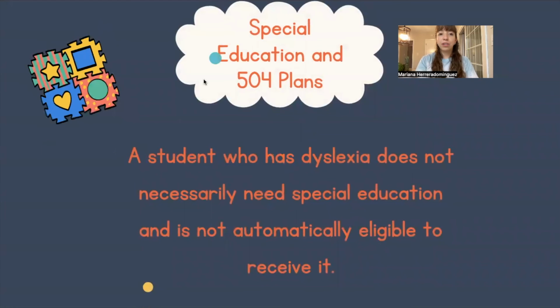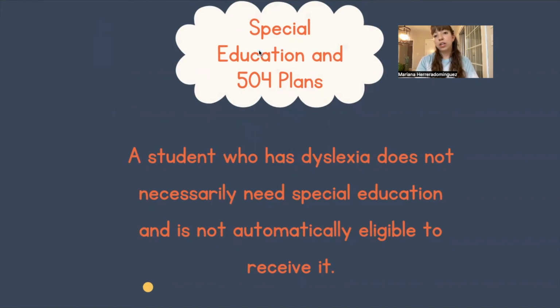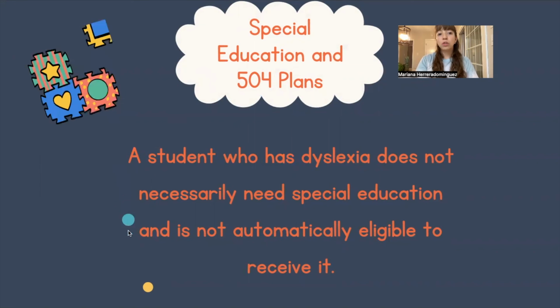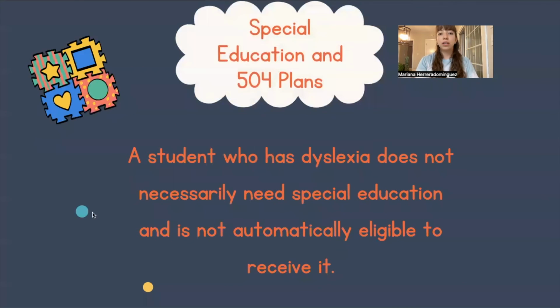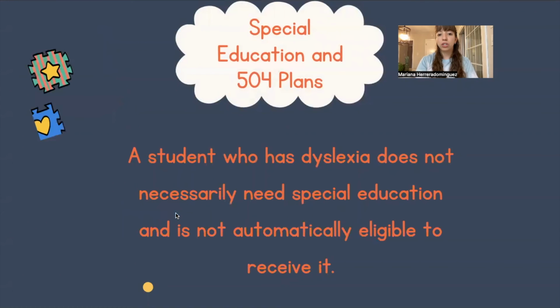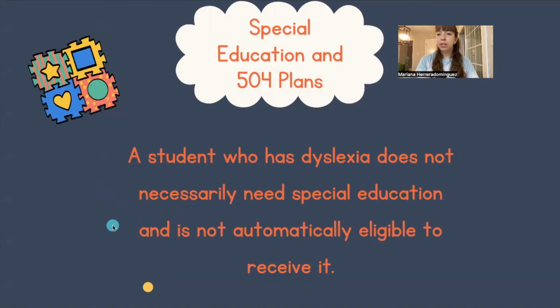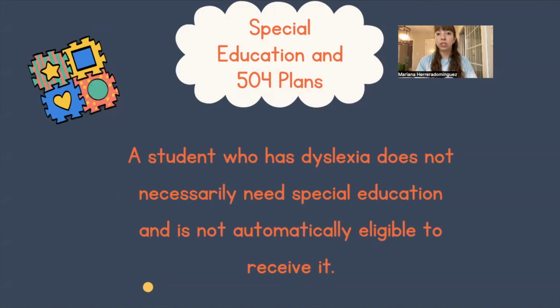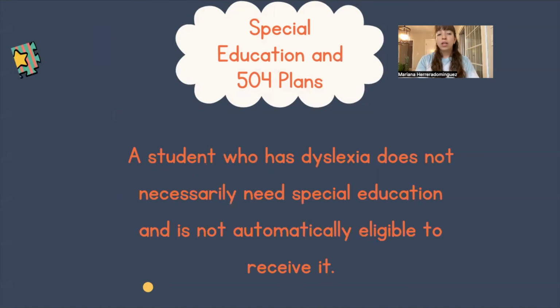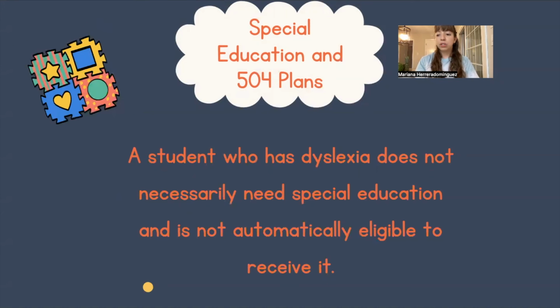And this is another interesting component. We also need to talk about special education and 504 plans. So this is pretty clear cut. You know, a student that has dyslexia is not necessarily gonna qualify for special education. And this can be a little confusing, right? Because a student that is dyslexic, you're like, oh, wait a minute, this child needs to go to special education. Not necessarily. Putting a child automatically in special education because they're dyslexic might be a disservice to the student.